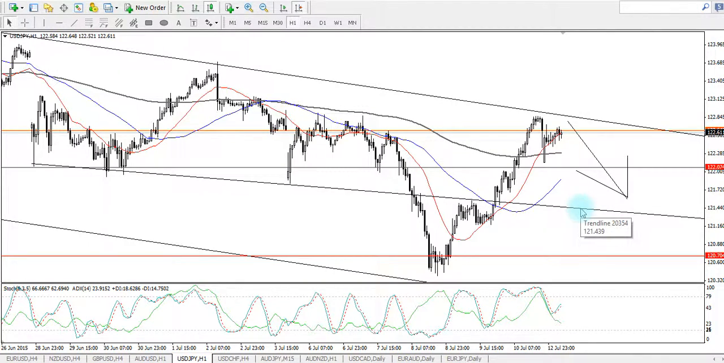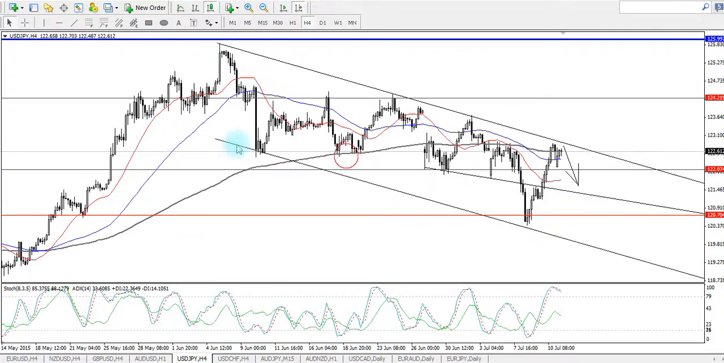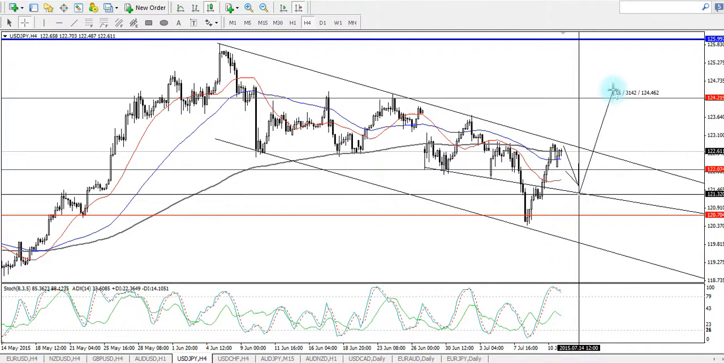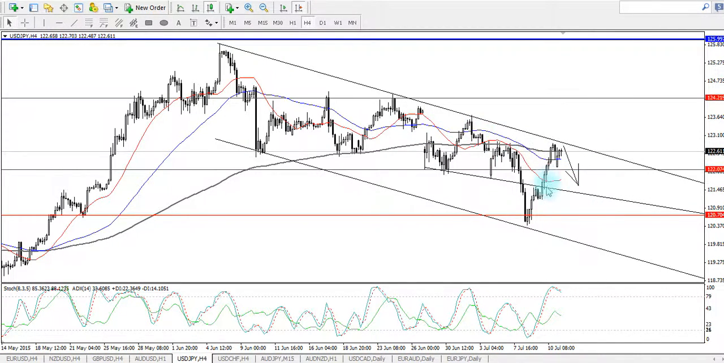While in the 4 hourly chart, I'm actually looking for an inverse head and shoulder like formation, although this is definitely not the ideal one, but that's the kind of formation I'm looking for to go for a longer term long opportunity instead. And that's pretty much for the dollar against the Japanese yen.